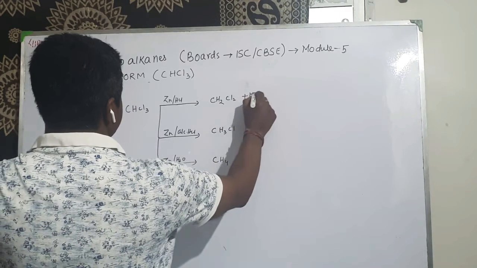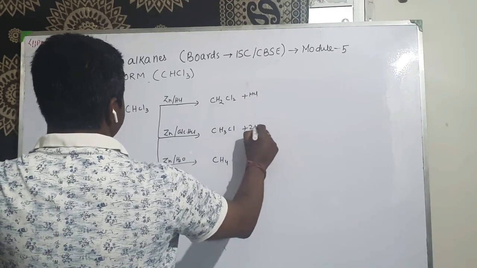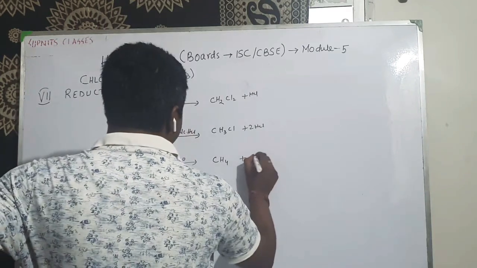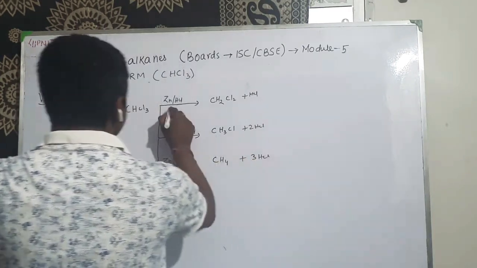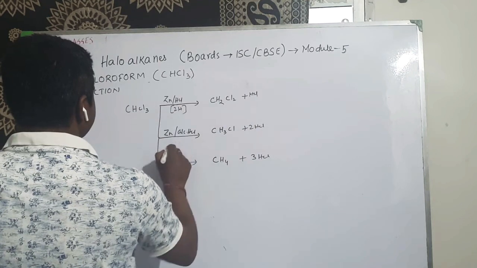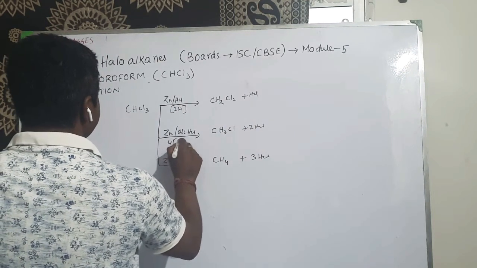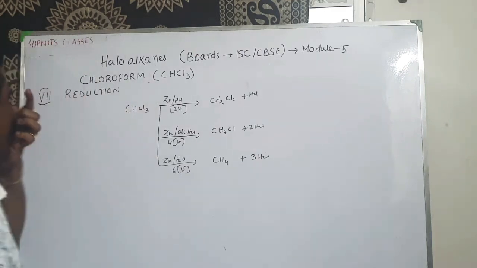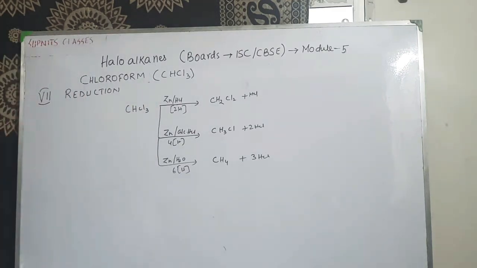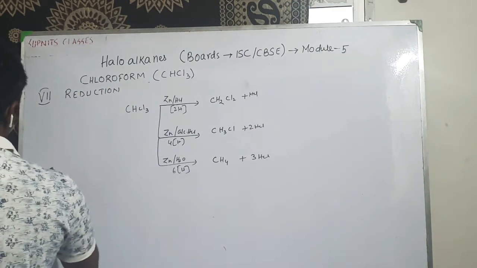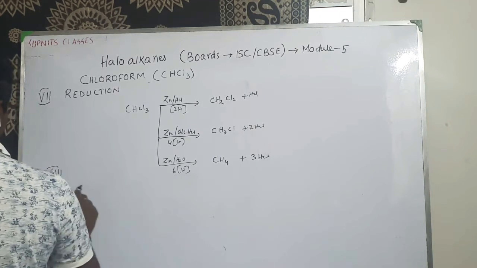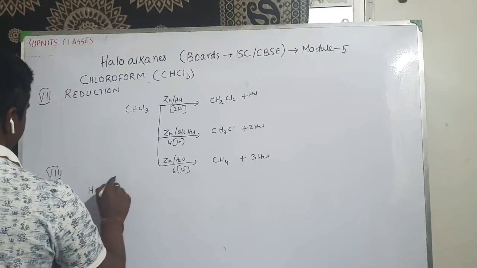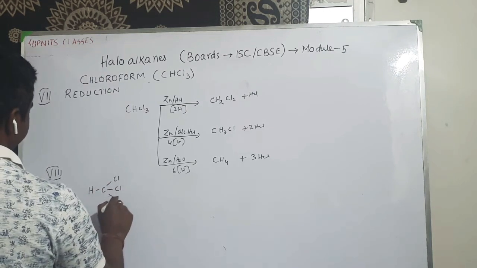This will be HCl, 2HCl, I think 3HCl, correct. Here there will be 2 hydrogen, 4 hydrogen, 6 hydrogen. So this is reduction. Last one, not the least. This is a very easy reaction for chloroform. You might have done this earlier in your alkyne preparation.